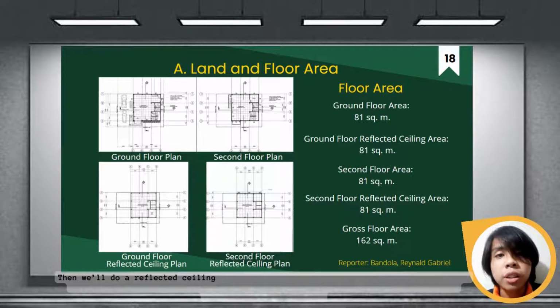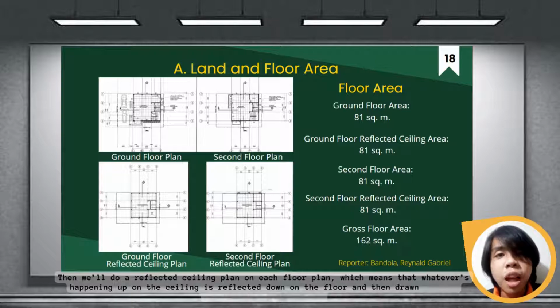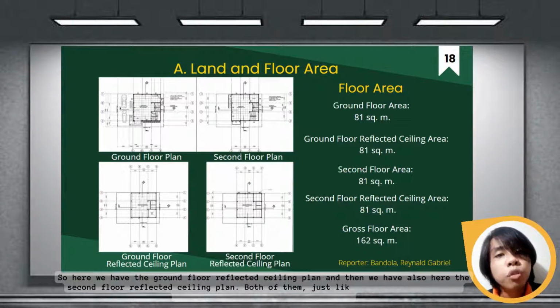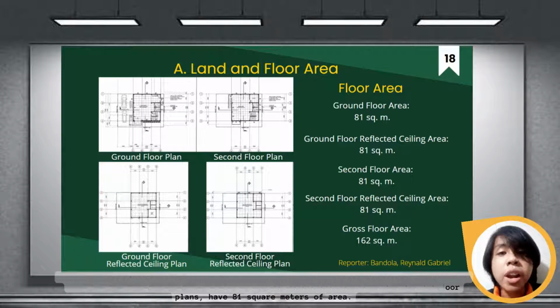Then we'll do a reflected ceiling plan on each of the floor plans, which means that whatever is happening up on the ceiling is reflected down on the floor and then drawn for the benefit of the builders. So here we have the ground floor reflected ceiling plan, and then we have also here the second floor reflected ceiling plan. Both of them, just like the reflected floor plans, have 81 square meters of area.